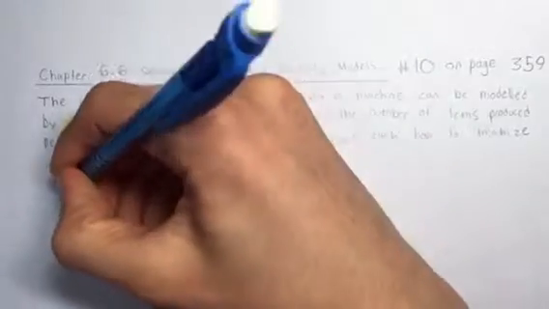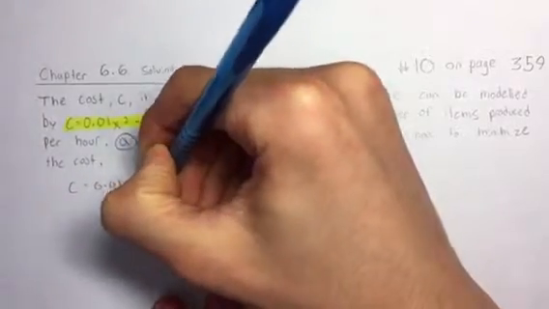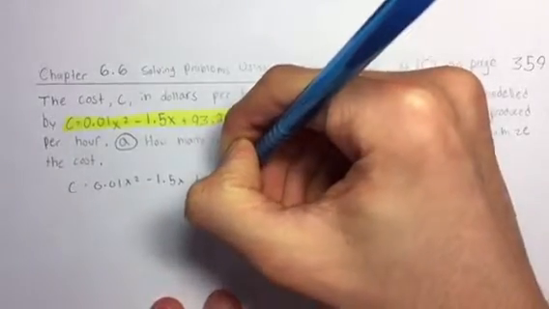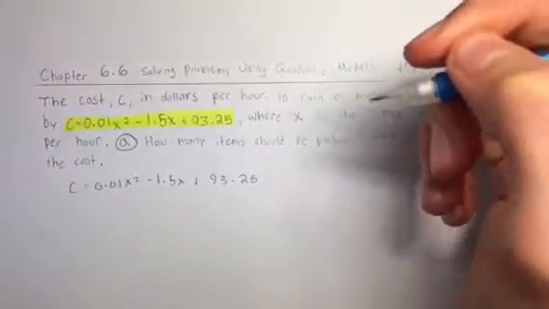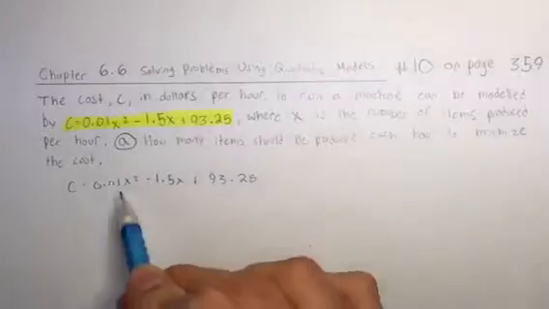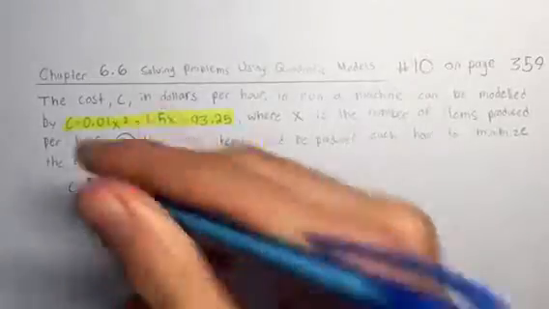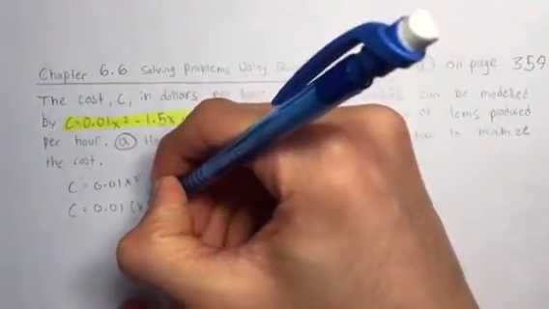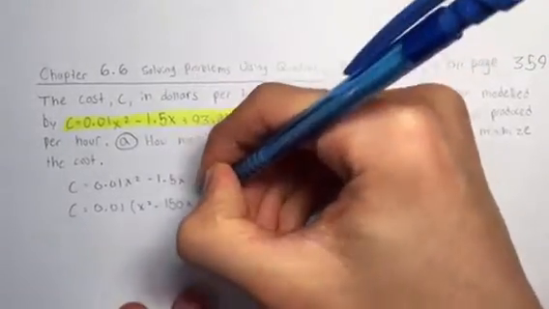So I'm just going to rewrite the equation. C equals 0.01x squared minus 1.5x plus 93.25. The first thing we need to do in completing the square is take out the number before the x squared. So let's factor that out of the first two terms. C equals 0.01 and then x squared minus 150x plus 93.25.